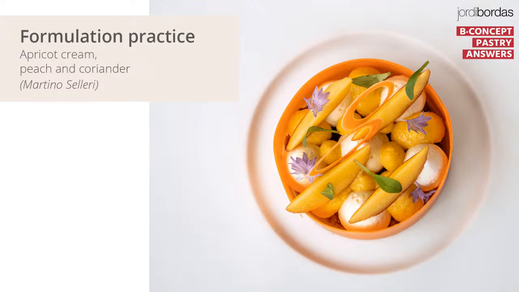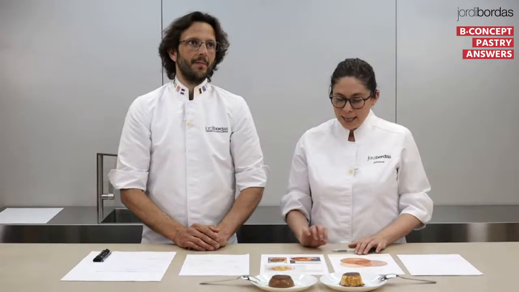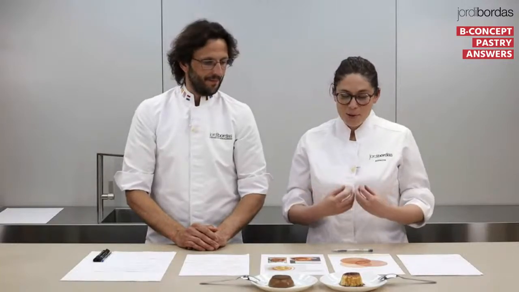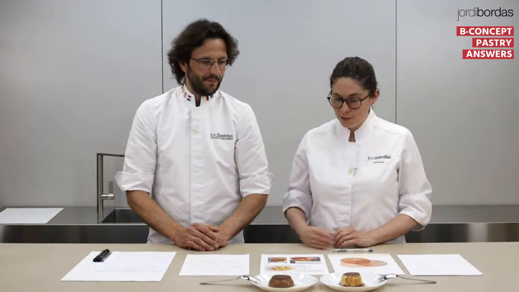After they completed those three modules, what did they learn and what kind of elaborations were they able to make? So we have apricot, peach, and coriander creamy. Sorry, there's a little mistake in the title. Made by Martin Celeri from one of the editions that just finished a couple of weeks ago. Beautiful. It makes us very emotional and very proud to see how he was able to create this recipe from scratch. Apricot, peach, and coriander creamy, completely formulated from zero after completing the three modules.